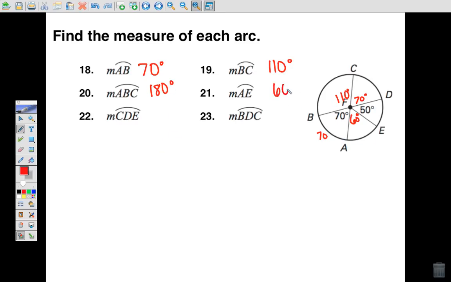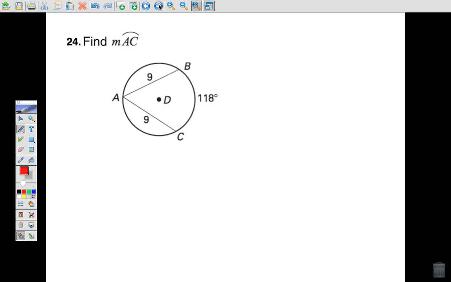AE is 60 degrees. C to D to E would add 70 and 50 and get 120 degrees. That is a minor arc. Then B to D to C. So you could add up all these, or since it just doesn't include this one, you could do 360 minus 110 and get 250. You should get the same answer either way. And that is a major arc because it's more than 180.